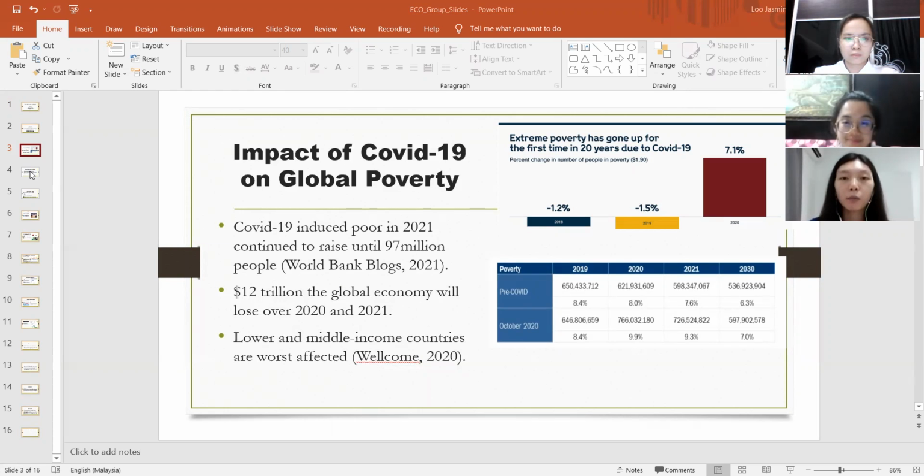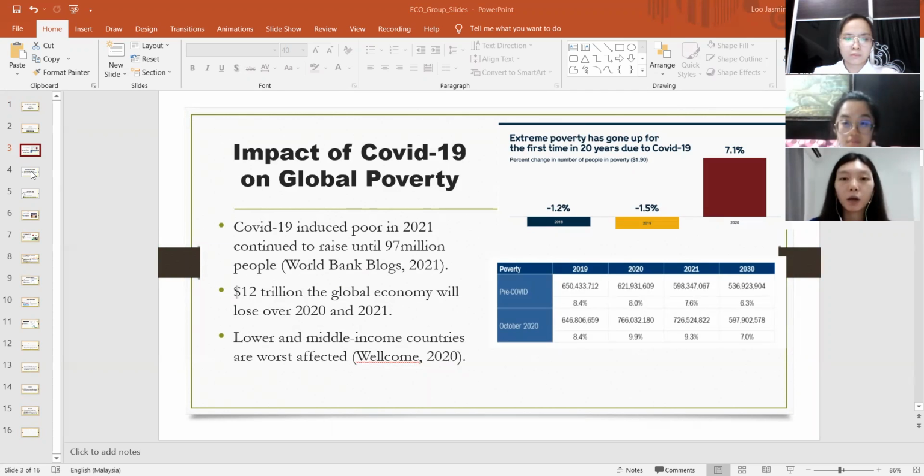Next, I will move on to talk about the impact of COVID-19 on global poverty. Globally, the increase in poverty that occurred in 2020 due to the COVID-19 pandemic still exists, and the number of poor people caused by COVID-19 in 2021 will continue to increase by up to 97 million people.